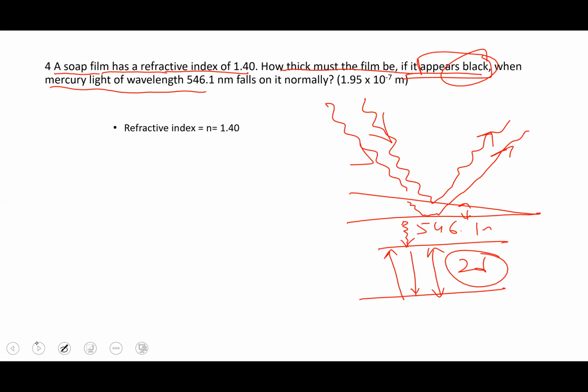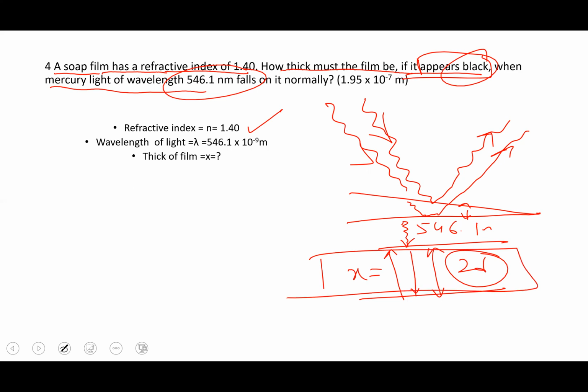Now, in this case, we have the refractive index, which is 1.4. The wavelength of mercury light is given to us, which is 546 nanometers, or we can say 546 × 10^-9 meters. The thickness of the film, let's call it x. We have to find this one, and it is 2D. That means it has to travel double the distance after reflecting back into the same medium. The first order m, we have to find. The solution is given to us, and the value of m is for first order.